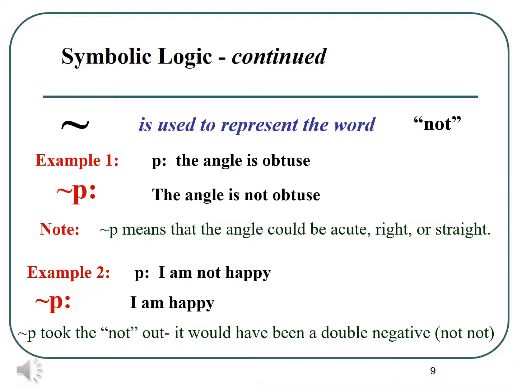Example 2. Let's suppose that P is defined as I am not happy. Not P would be I am happy. The not P took the not out. So it would be a double negative, not, which then becomes a positive.